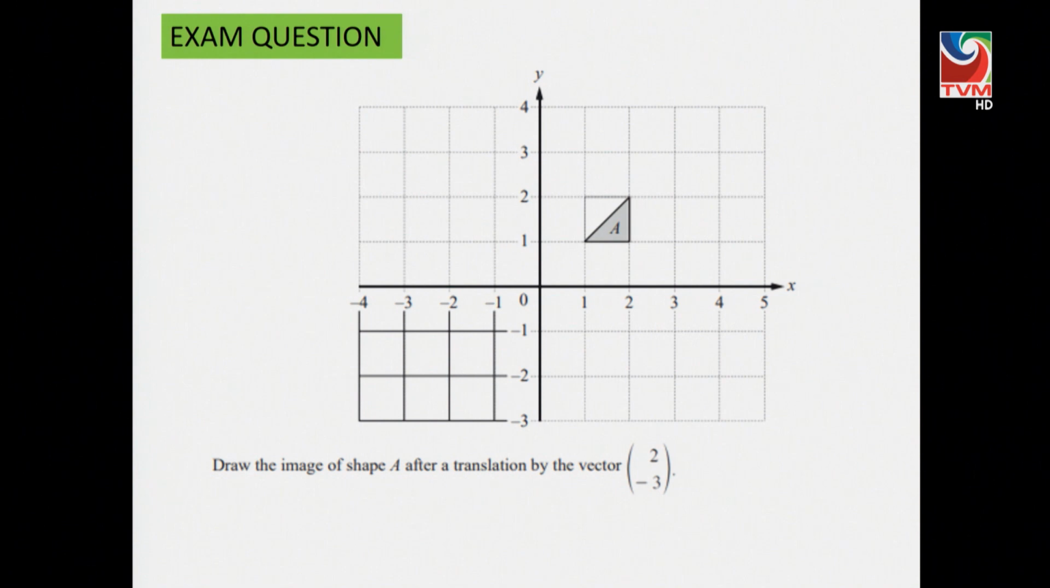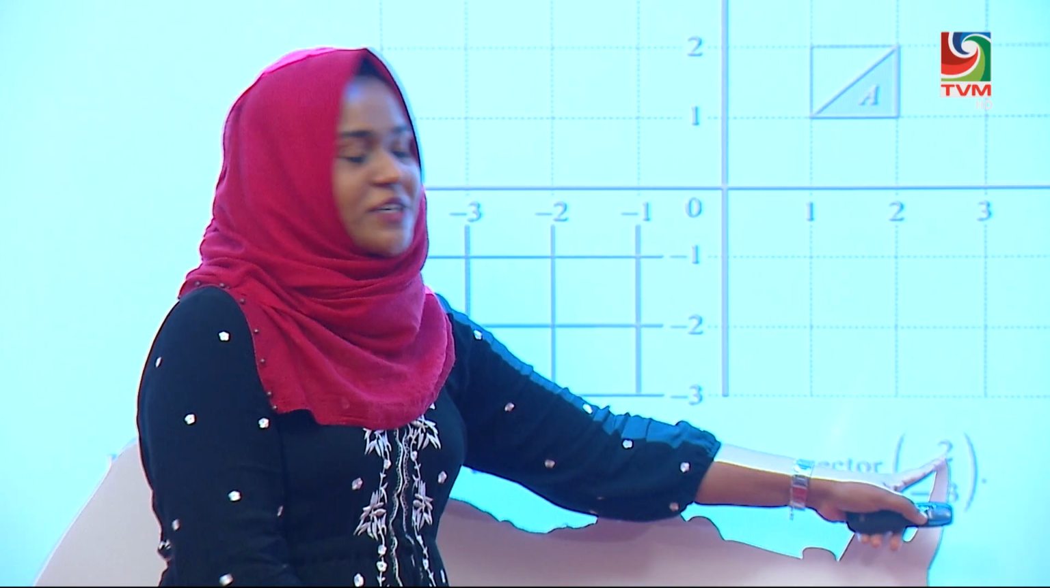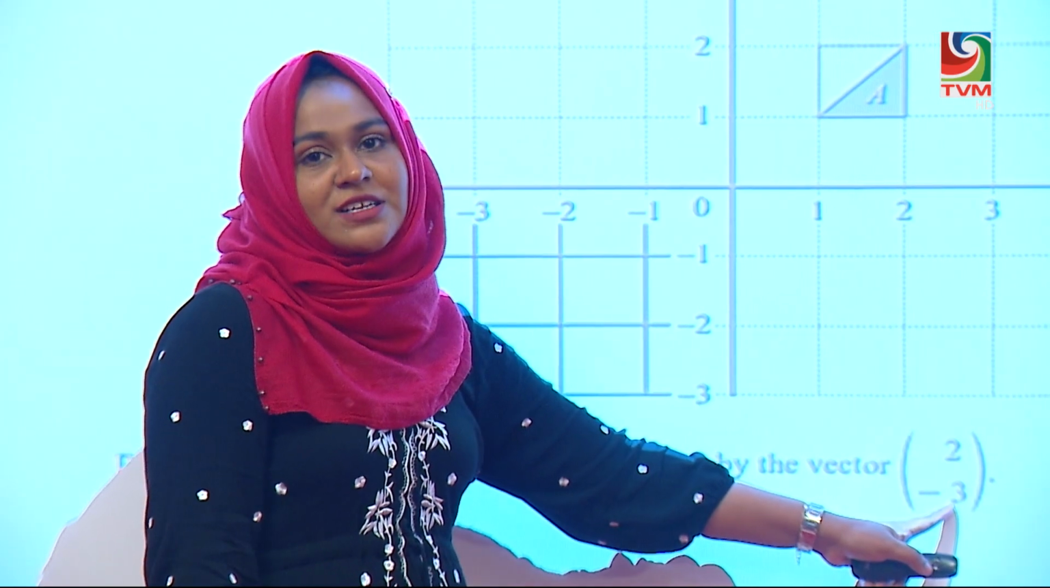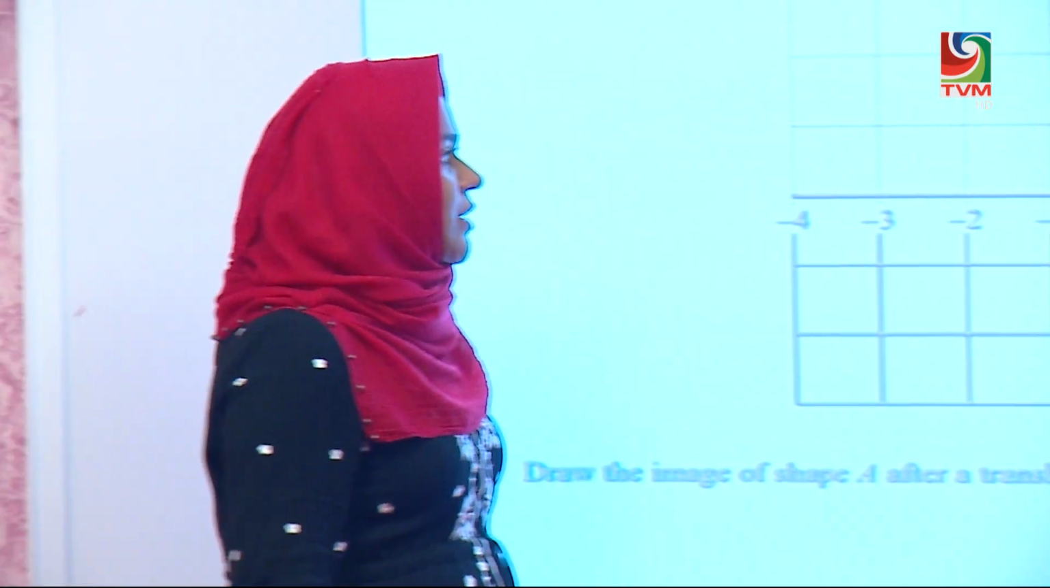Now here I have given you an exam question taken from a past paper. It says draw the image of shape A after a translation by the vector 2, minus 3. So you can follow any method, use the tracing paper method, or move each and every point on the object through the translation vector given here. Now here you have to know what it means by 2, minus 3. I think now you know what it means, positive 2, so move the object 2 units to the right, and negative 3 indicates you have to move the object 3 units down.